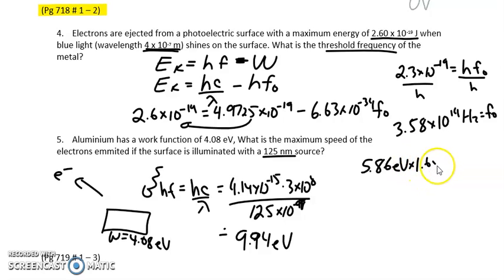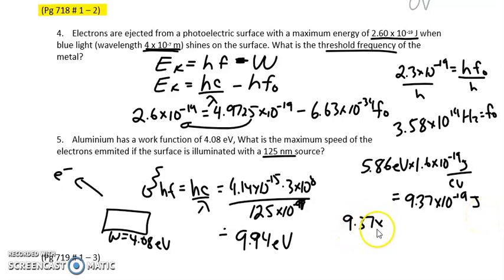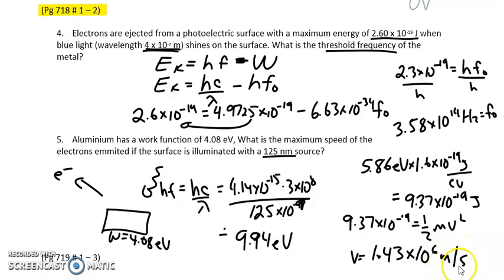If we convert that into joules per electron volt, the amount of joules that means is 9.37 times 10 to the negative 19 joules. And that is what we're going to use, EK equals 1/2 mv squared, making sure we're using the mass of the electron. You should wind up with a velocity of 1.43 times 10 to the 6 meters per second.